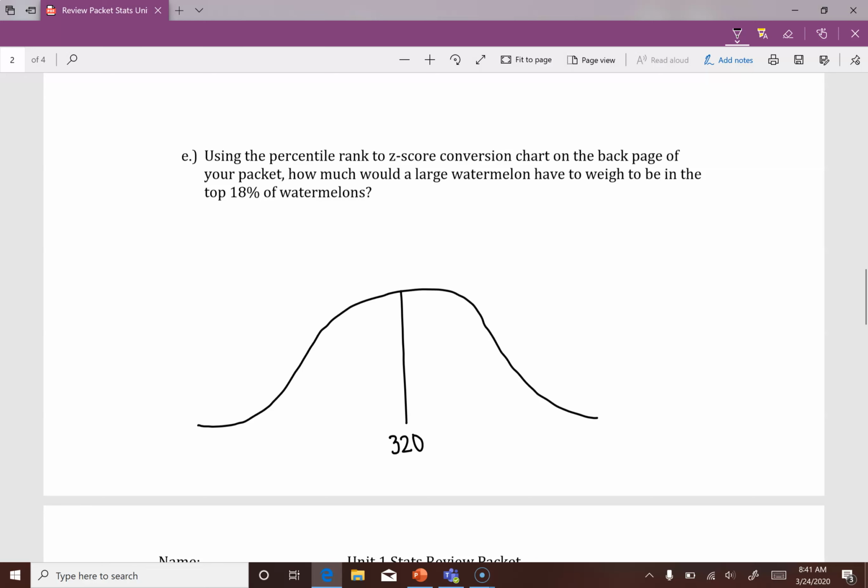Then I need to draw 3 lines on both sides. 1, 2, 3. 1, 2, 3. Okay, I'm going to add 5 because our standard deviation is 5. So I've got 325, 330, 335. Now I'm going to subtract 5. I've got 315, 310, and 305.